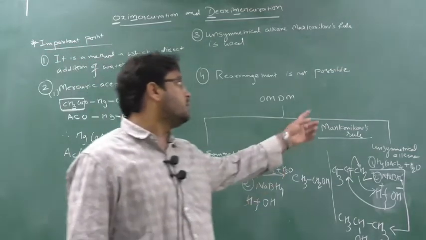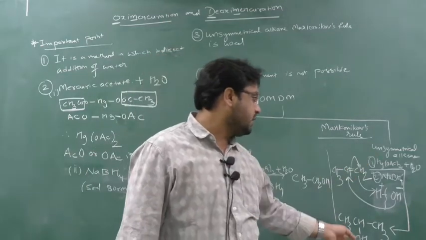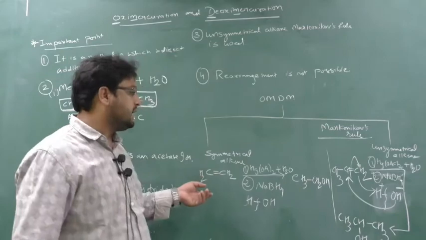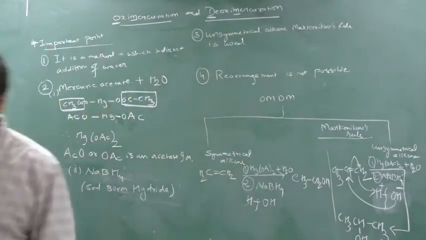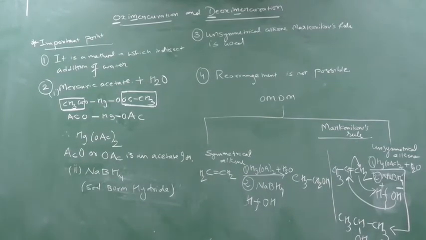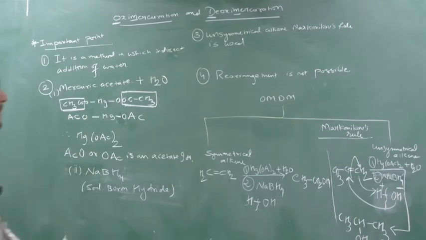Whenever I do oxymercuration and demercuration for an unsymmetrical alkene, I will get a 2 degree alcohol, but if I do it for the symmetrical alkene, I will get a 1 degree alcohol. Clear this part? Take a screenshot, then we will go to its mechanism. Understanding its mechanism is very important. See here Markovnikov's rule is used, with H and OH, so this is OH minus, which will attach to the carbon which contains less number of hydrogens.